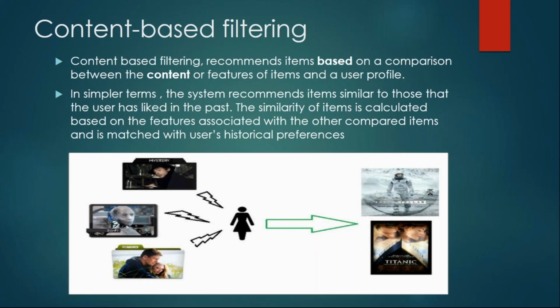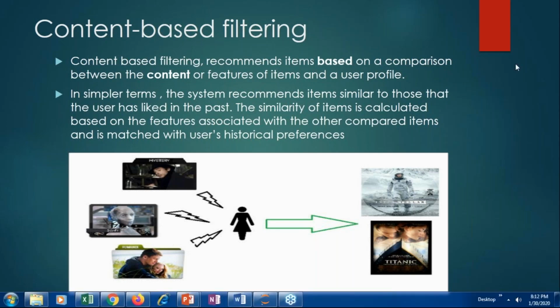So next is content-based recommendation, which recommends items based on the comparison between the content or features of the items and the user profile.